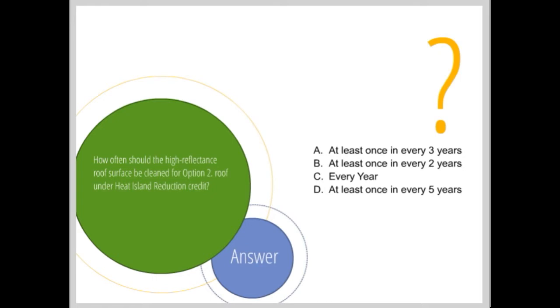How often should the high reflectance roof surface be cleaned for option 2 under the Heat Island Reduction Credit? The answer is at least once every 3 years. This, again, is part of the performance requirements.